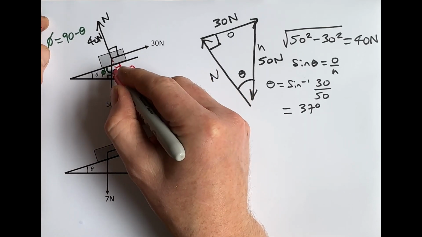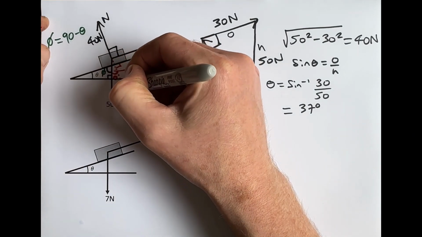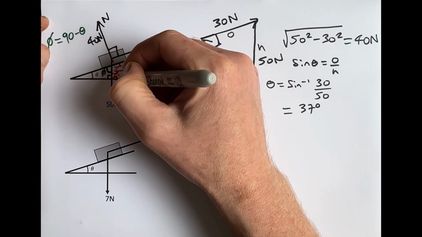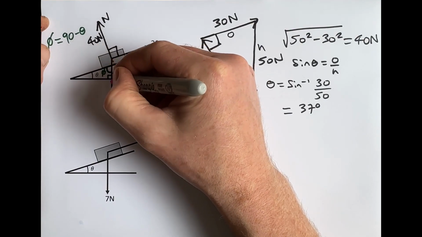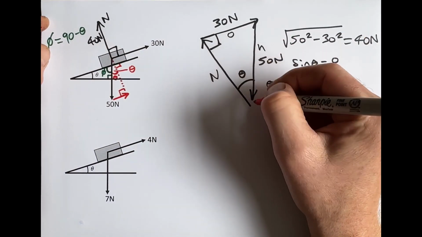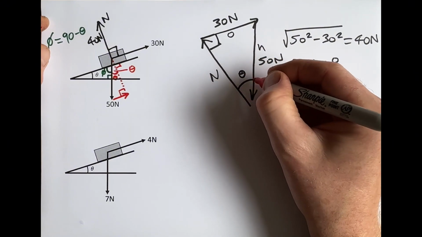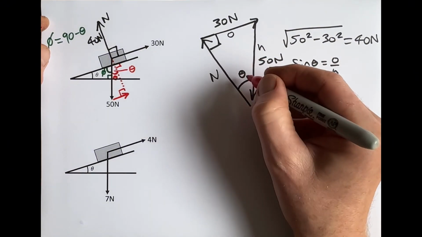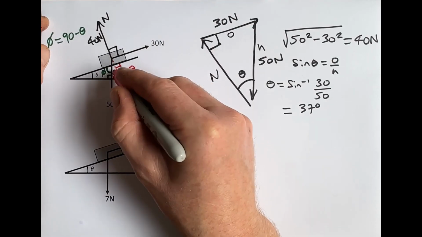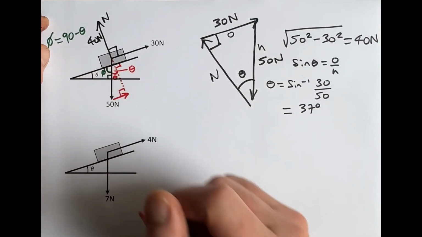Because it's 90 degrees take away phi, which must be theta. So if that angle there is theta, that's the angle between the normal force line and the vertical. Well, this is the vertical, and this is the normal force, and that's the angle between them. So that angle there is the same as that angle there, and that angle there.